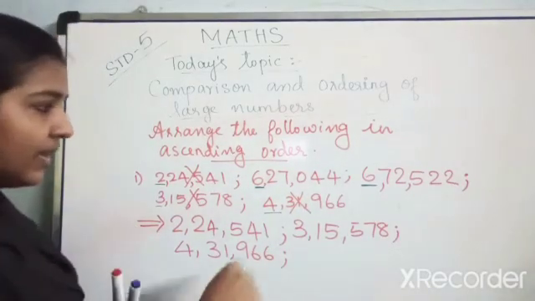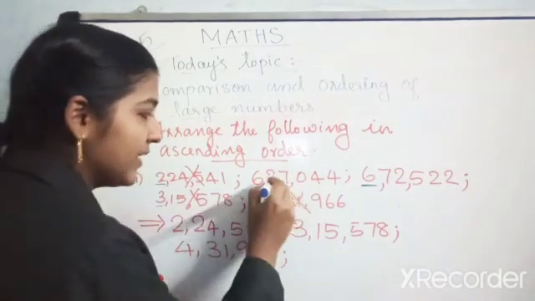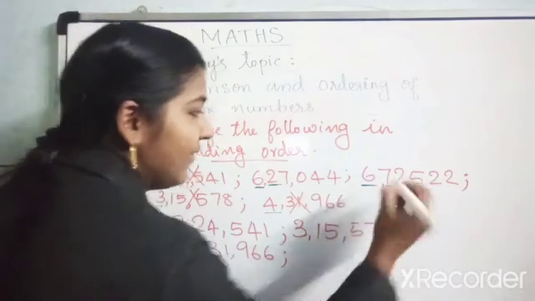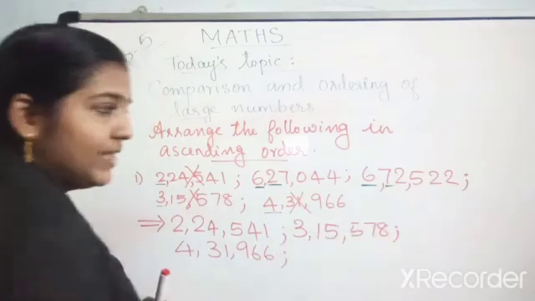Now you check the next digit, that is 2. 2 is in the 10,000s place. Check 2 and 7. Okay. In this number, 2 is the 10,000s place digit, and 7 is the 10,000s place digit.